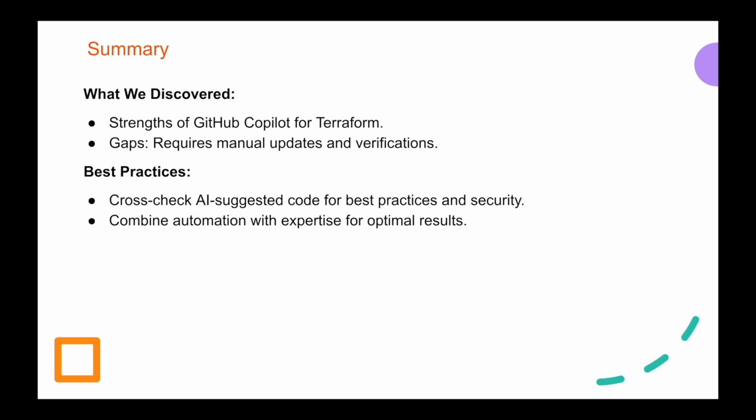And I would say for best practices, cross-check AI generated code and combine the automation with expertise for optimal results. So in my opinion, I use GitHub Copilot or ChatGPT for the logic. When there is some logic in Terraform that you need, like when you have to use some for loop or some dynamic block, it would help you. But for the actual code, like the EKS cluster or RDS code, I would still recommend you go to the official documentation of the Terraform providers, get the code from there, and then tweak it as per your requirement.